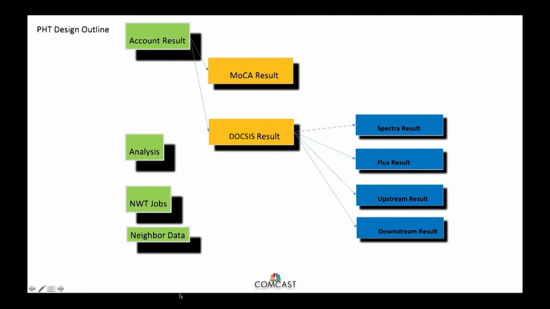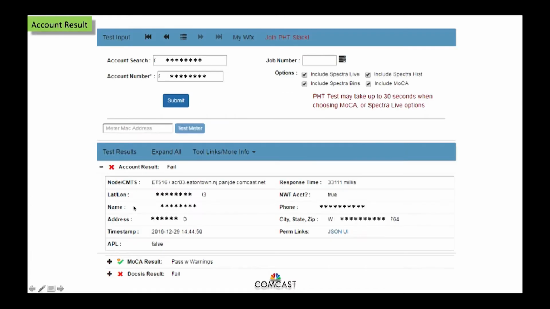And then you have neighborhood data underneath that, which will show neighbors' devices, and you can pull up the neighbors' devices and run a PHT test, or you can see if they have a similar signature on their devices. So there's a lot of data that we can mine. So let's start with the account result. Let's look at that section and look at how that opens up.